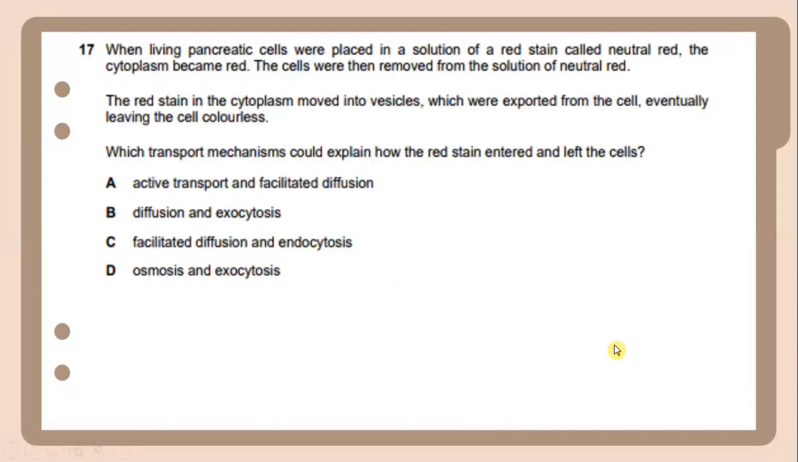When living pancreatic cells were placed in a solution of the red stain called neutral red, the cytoplasm became red. The cells were then removed from the solution of neutral red. The red stain in the cytoplasm moved into vesicles, which were exported from the cells, eventually leaving the cells colorless. Which transport mechanism could explain how the red stain entered and left the cells? It is through diffusion and the exocytosis mechanism.